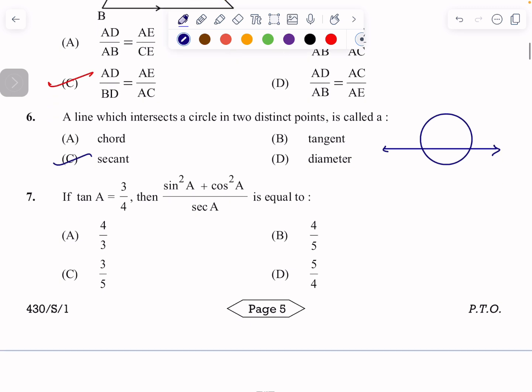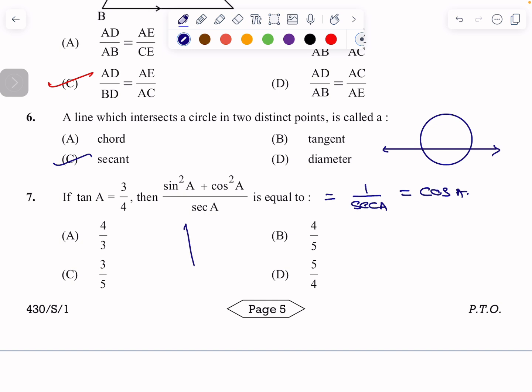In question number 7, if tan A equals 3 by 4, then find the value of (sin square A plus cos square A) by sec A. Already you know that sin square theta plus cos square theta value is 1. So 1 by sec A, and 1 by sec A is equal to cos A. So we need to find the cos A value.